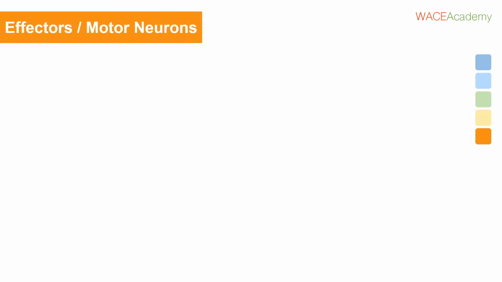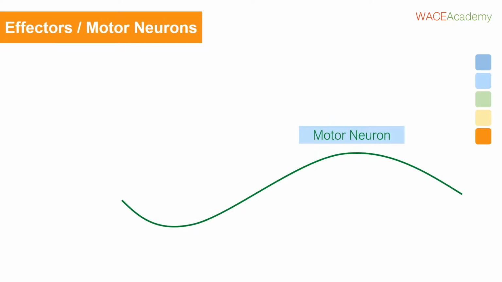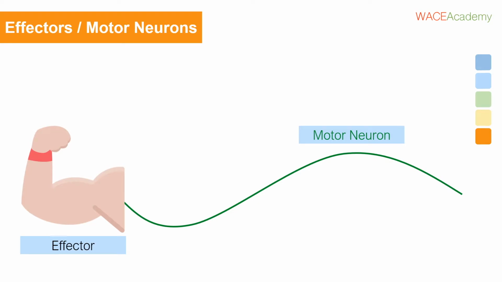The effector is whatever the motor neuron controls, whether it be a certain gland or a muscle. In the case of your finger and the flame, the effectors are the muscles in your arm, which will quickly pull your finger up and away from the source of heat.